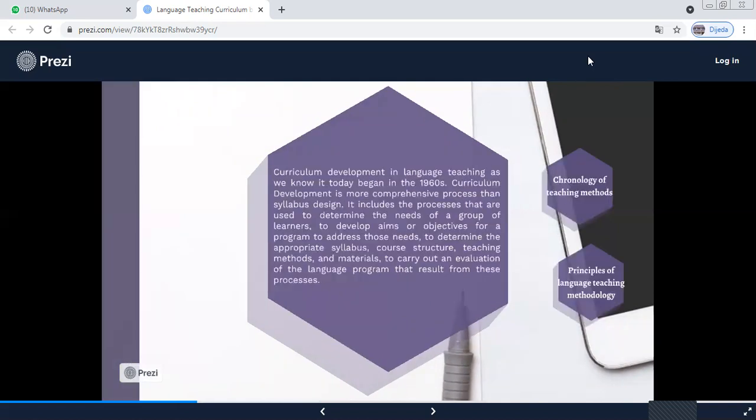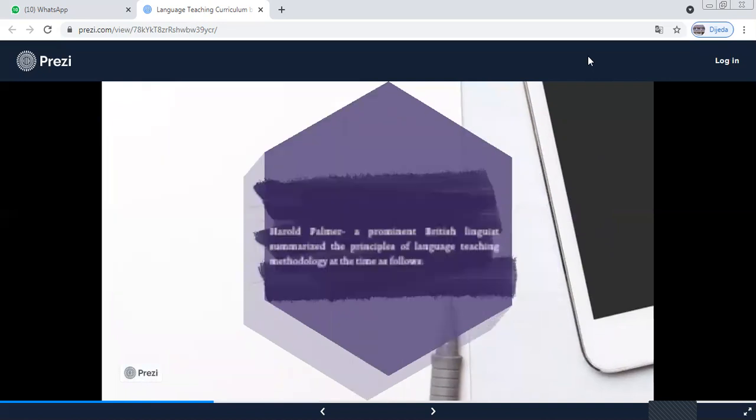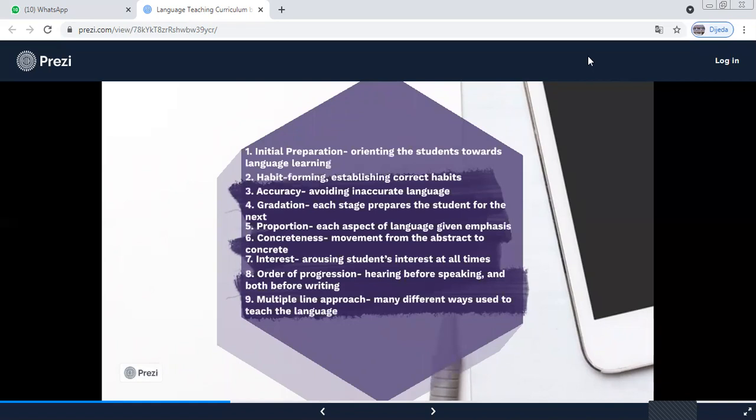And then principle of language teaching methodology. Harold Palmer, a prominent British linguist, summarized the principles of language teaching methodology at the time as follows. The first, initial preparation, orienting the students toward language learning, and then habit forming, establishing correct habits, accuracy, avoiding inaccurate language, and gradation. Each stage prepares the student for the next.